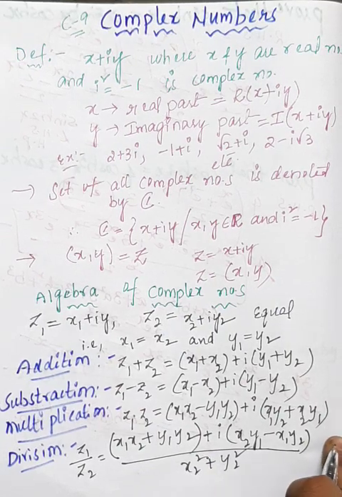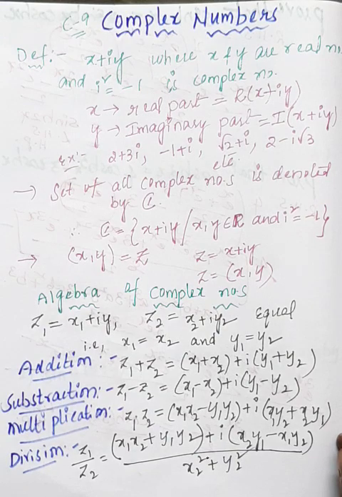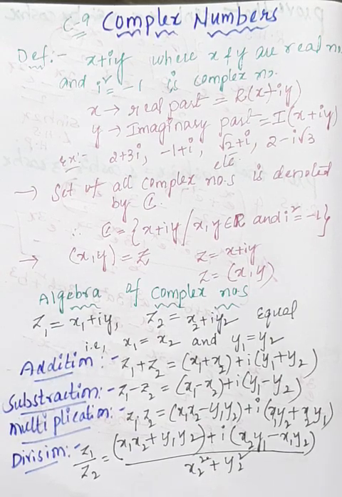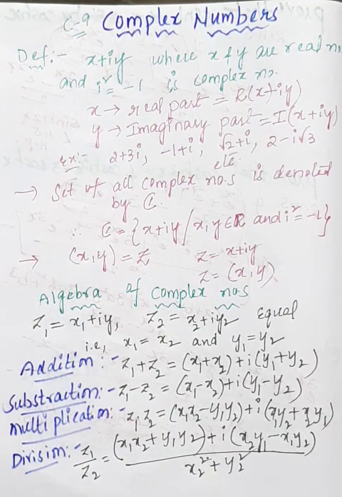So these four are the algebra of complex numbers, where addition, subtraction, multiplication and division have been seen. So the sum, difference, product and quotient of any two complex numbers z1 and z2 is itself a complex number. Now let us see some properties of complex numbers.